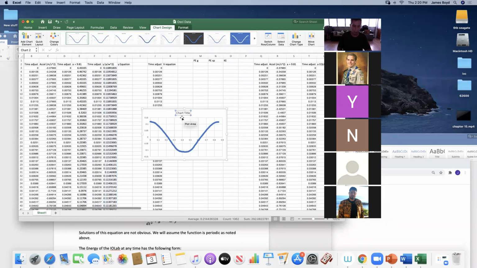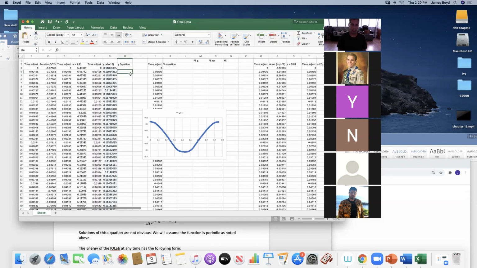I don't care about the axes here, but I do want titles, and you'll see why soon. So what we have here is Y versus T for one period. It's the position of the IOLab centered on an equilibrium point that I am calling 0. We're going to have an issue with that later, but for now, we can see that this is one period of our motion, and we've centered it around some equilibrium point, 0.